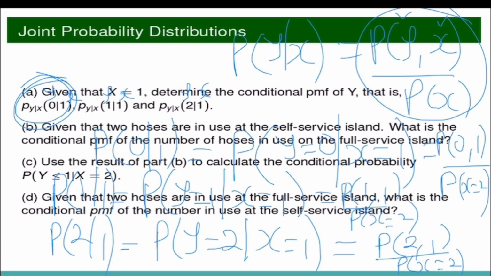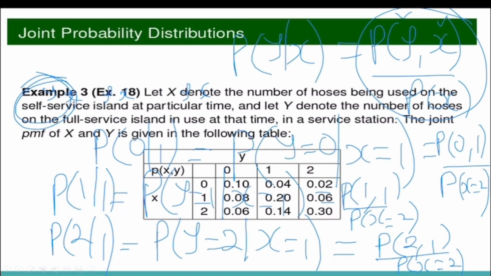All you need to do now is go to the table. What is P of X equal to 2? Now P of X equal to 2, that's a marginal, right? It means you're basically going to sum across the range of Y. When you take a look at this, this is X equal to 2. I'm going to sum this guy. So 0.06 plus 0.14 plus 0.30 would be 0.5. So which means my denominator is basically going to be 0.5.